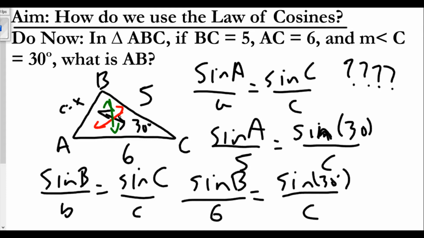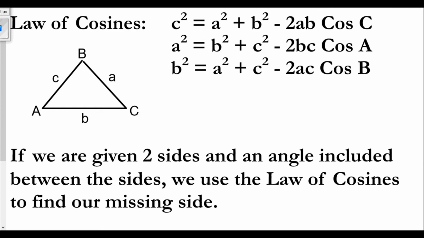So now we're stuck. If we take a look here, it's just kind of a side angle side situation. In law of sines, we use a side angle or angle side situation. We can figure out the measure, but here it doesn't work out. We don't have it. So we have a new rule, and the second rule we have is called the law of cosines.